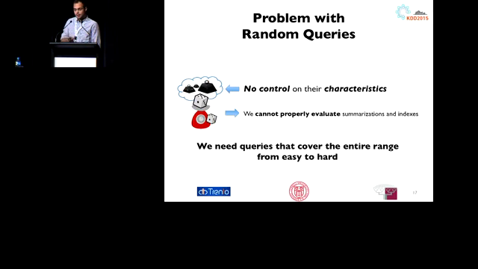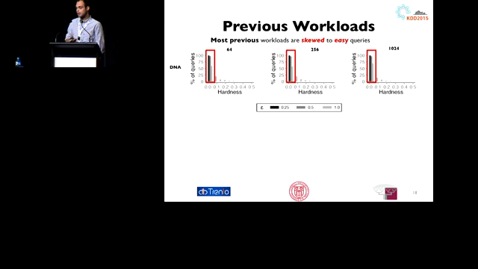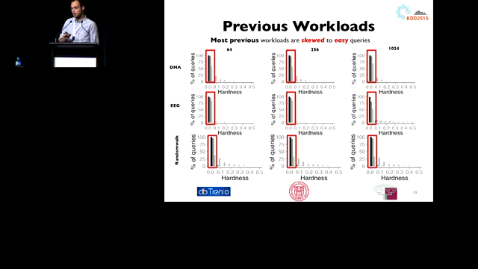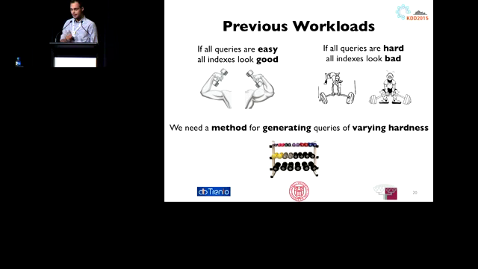Now, what we need is queries that cover the entire range from easy queries to hard queries. So we did some experiments with some previous data, and it turns out that most previous workloads are skewed towards easy queries. And this holds for DNA, electroencephalogram data, random walk data, and more data sets. Now, the problem is that if all queries are easy, then all indexes look good, while if all queries are hard, all indexes look bad. So what we need is a method for generating queries of varying hardness.